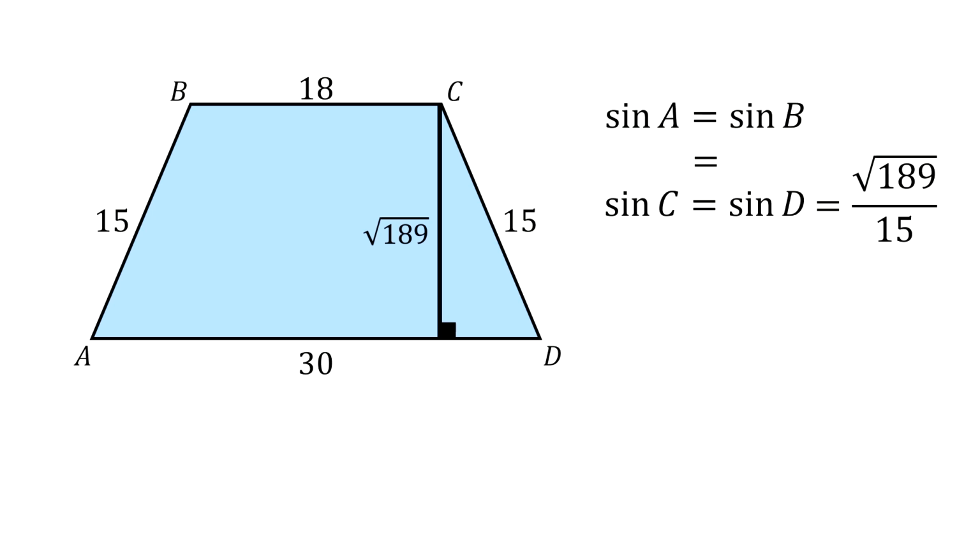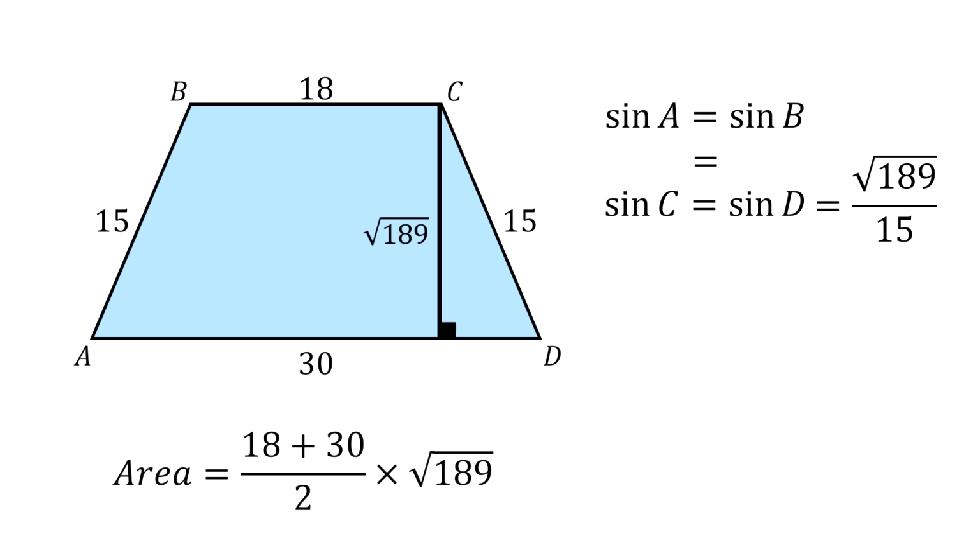The area of a trapezoid is equal to its height multiplied by the average of its two bases. Therefore, the area of the trapezoid is equal to the quantity 30 plus 18 divided by 2, multiplied by the square root of 189. Its value is 24 times the square root of 189. Now, let's add those two line segments back to the figure.